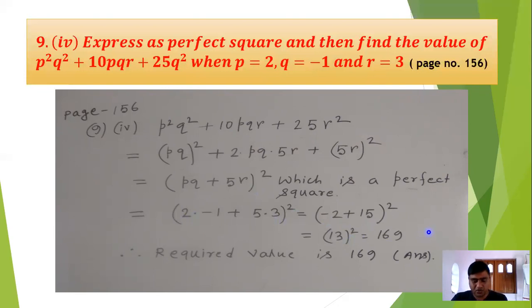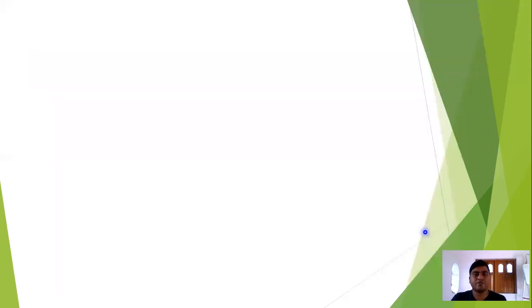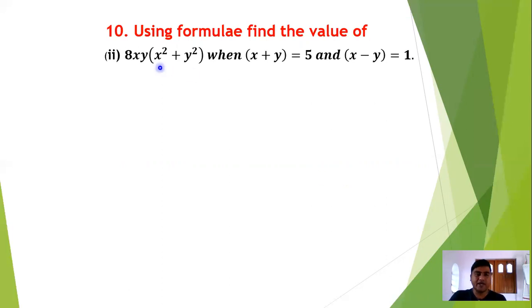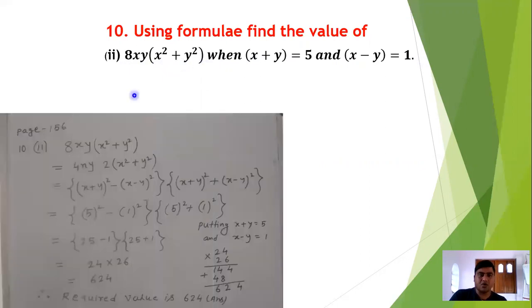So we go to the next sum. Number 10: using the formula, find the value of 8xy into (x square plus y square) when x plus y equals 5 and x minus y equals 1. Using the formula for 8xy into (x square plus y square).